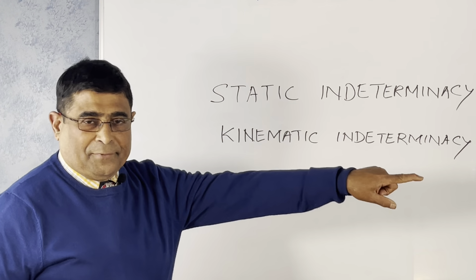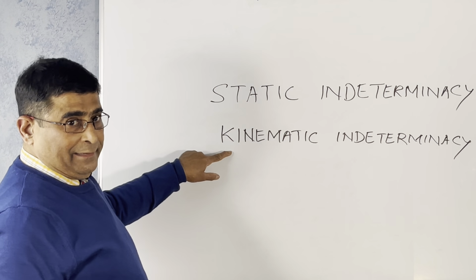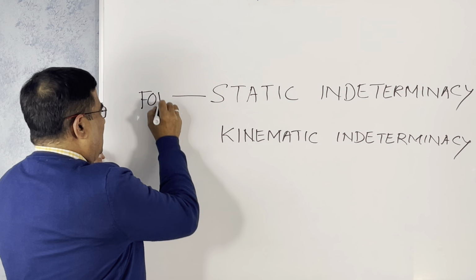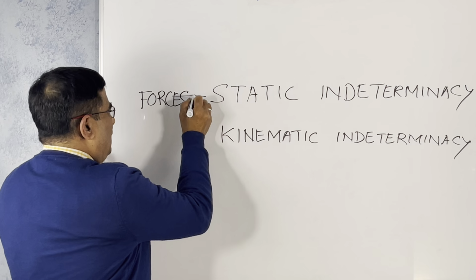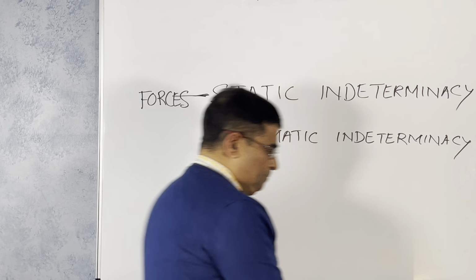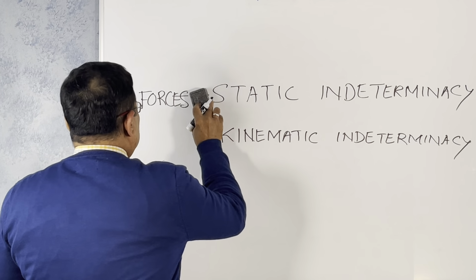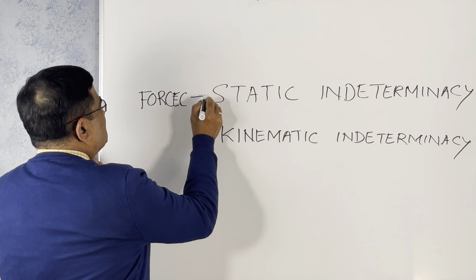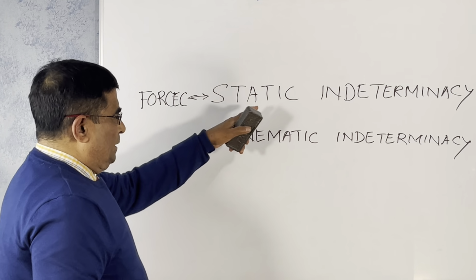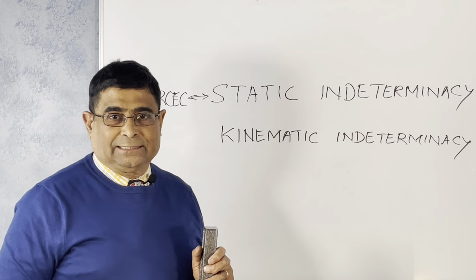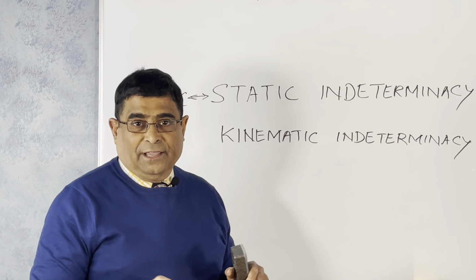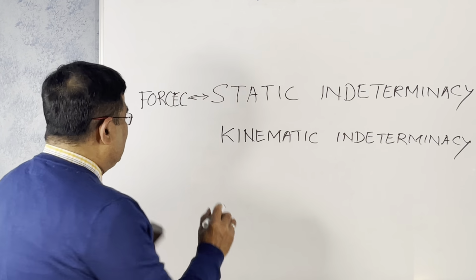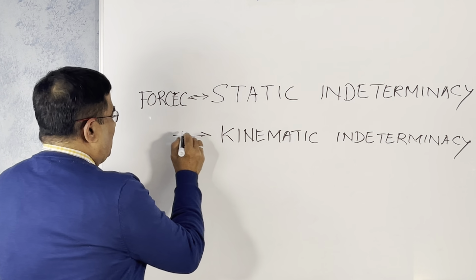There are two types of indeterminacy. One is called static, another is kinematic. Static indeterminacy relates to forces, unknown forces in a member or in a frame, in a beam or in a truss. The kinematic indeterminacy is related to deflection.